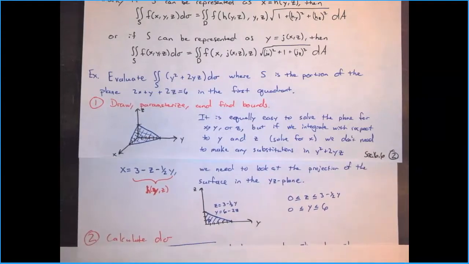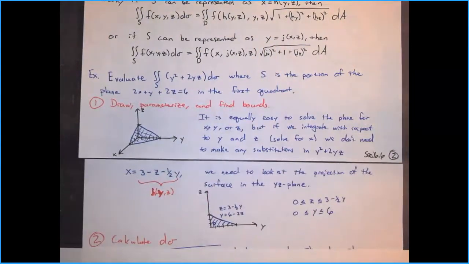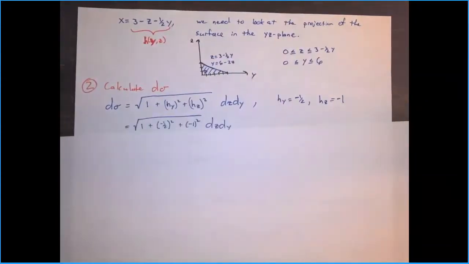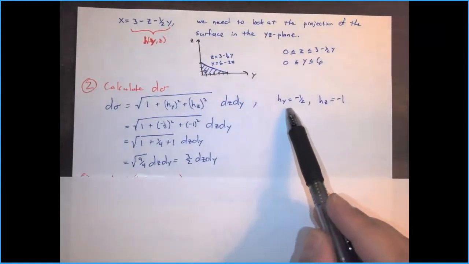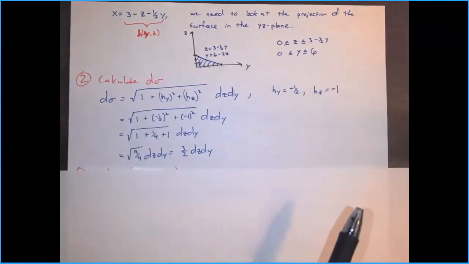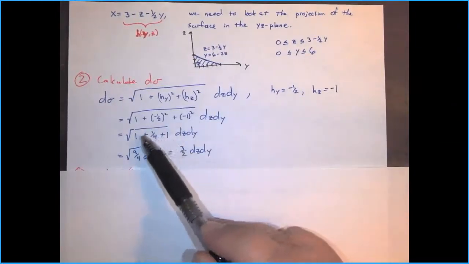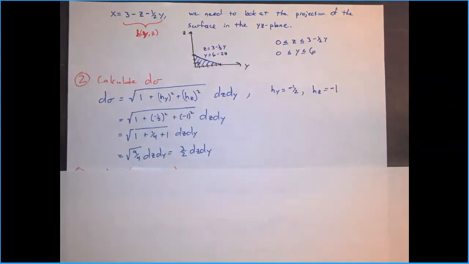Next, I need to calculate d sigma, which is going to be the square root. So I need the partial derivatives of h. Let's just go ahead and do this. The partial derivative with respect to y is -1/2, the partial derivative with respect to z is -1. So I just square those to get 1/4 and 1, add those together, plus 1, take a square root, and I end up with 3/2. So my d sigma, my surface area element, is 3/2 dz dy.